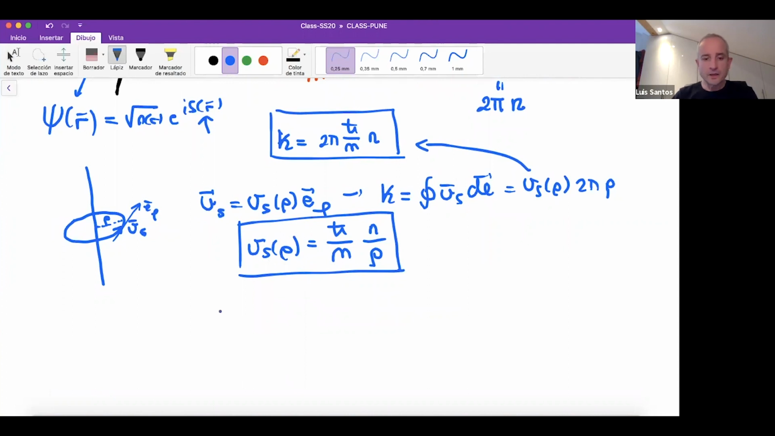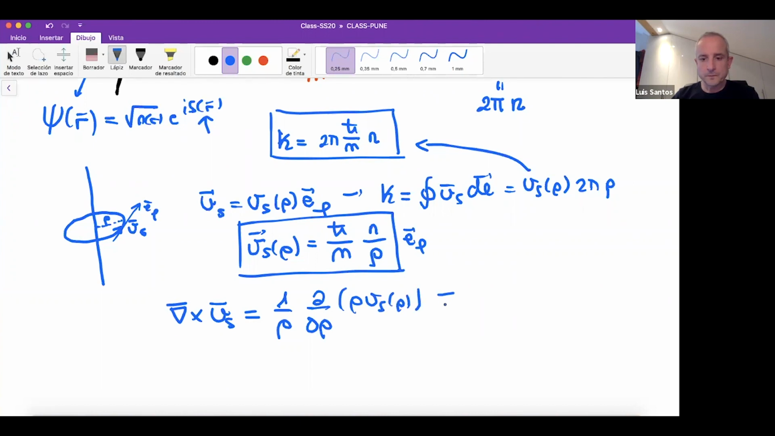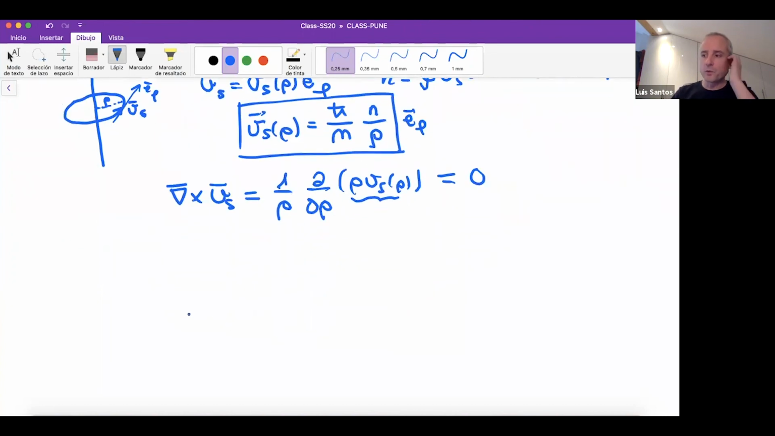You can do the math and check that the curl is indeed 0. So you take the curl of Vs, since this is just in the e_phi direction. It is of this form. And this is obviously 0 because rho times Vs is a constant, so this is 0. So this is indeed an irrotational flow. But now we have to compare this with a normal fluid. So this is for a superfluid.